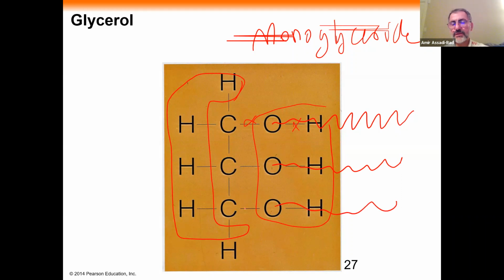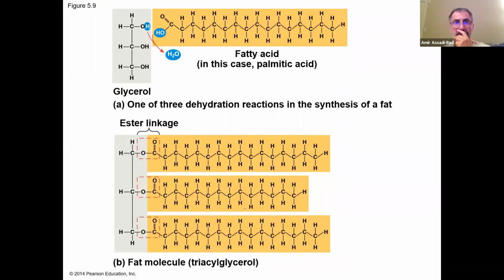90% of the fat we eat in our diet is triglyceride. And of course, 1 gram of fat gives you 9 calories. Okay, here we go. So this is the fatty acid.